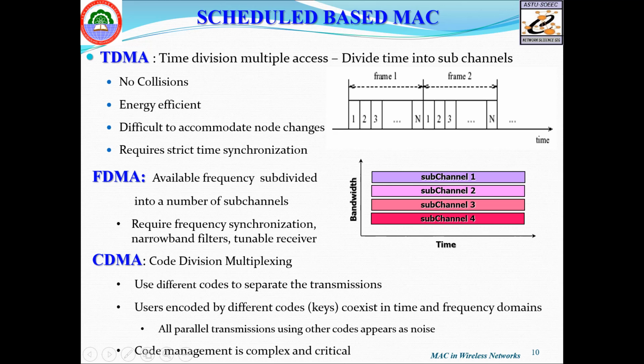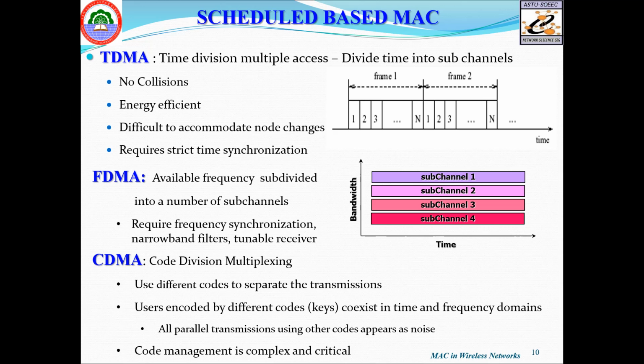When the nodes change their position, it is difficult to accommodate and identify according to this TDMA scheme. This is one drawback. Another drawback is that it needs strict time synchronization mechanisms. Whatever synchronization we have in TDMA needs to be improved. That's why we said there is a problem called scalability, as well as adaptability and synchronization.